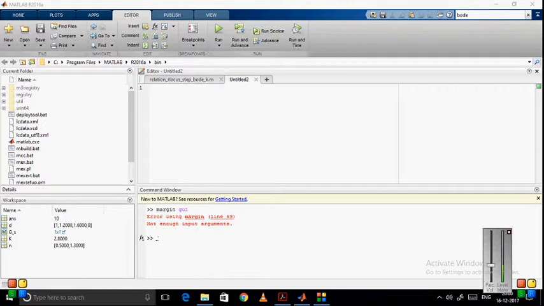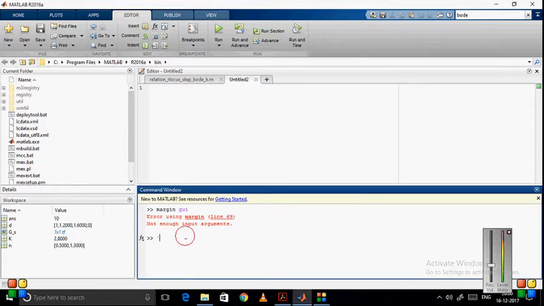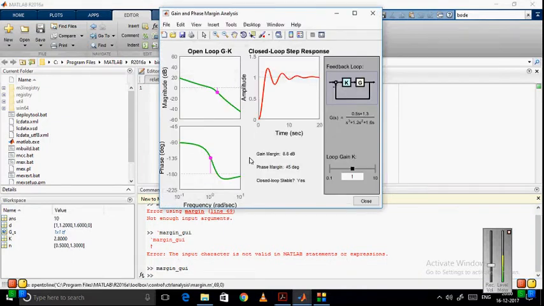To start with, let us look at a built-in GUI which is available in MATLAB. The GUI name is margin GUI. You can see here that "margin space GUI" gives you an error, because the actual built-in function is margin underscore GUI, all in small letters. Again, the space will give you an error, so you should not leave any space. Now it is opening a new window altogether.